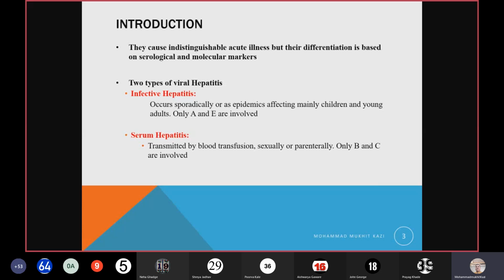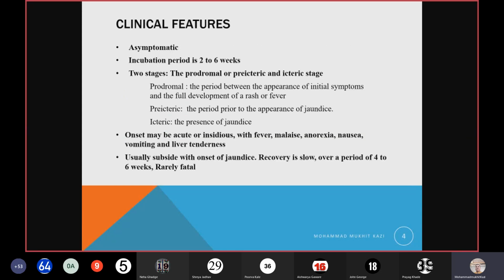The second type of viral hepatitis is serum hepatitis. This is transmitted by blood transfusion, sexually or parenterally. Parenterally means from an infected mother to her child. Only B and C are involved in this. So out of the five hepatitis viruses, A and E are transmitted fecal-orally, and B and C are transmitted by blood transfusion, sexually or parenterally. This is the basic difference between infective hepatitis and serum hepatitis.